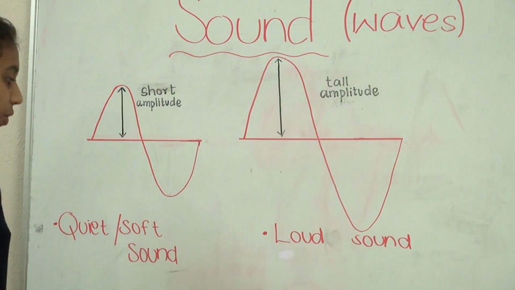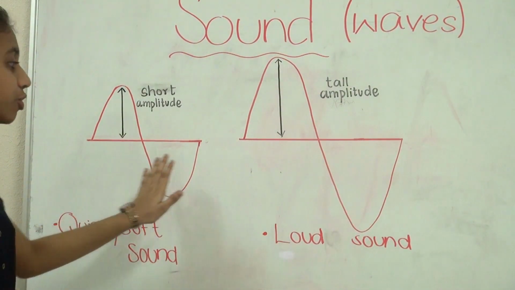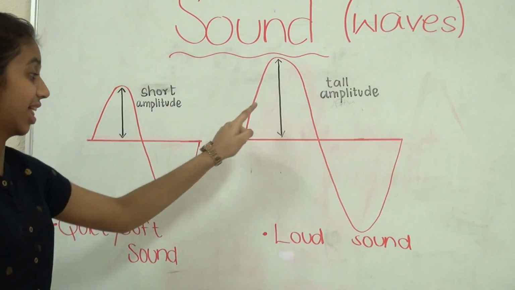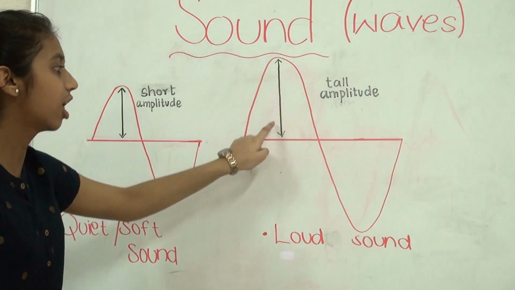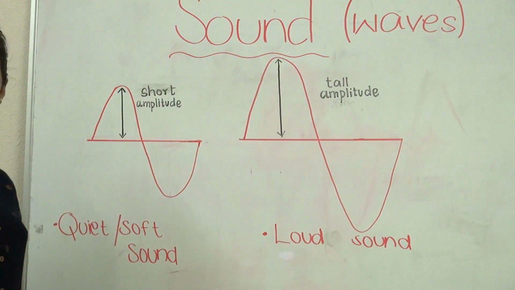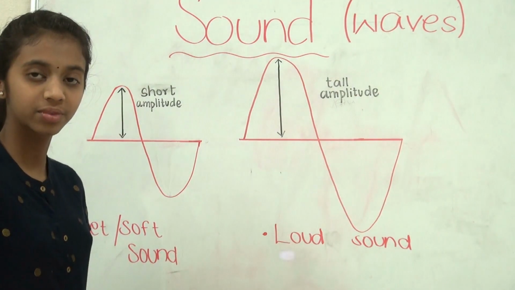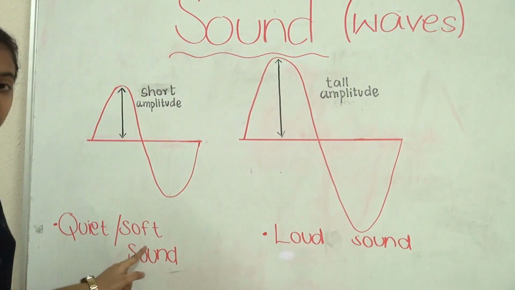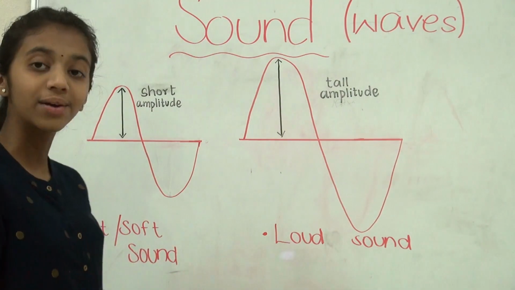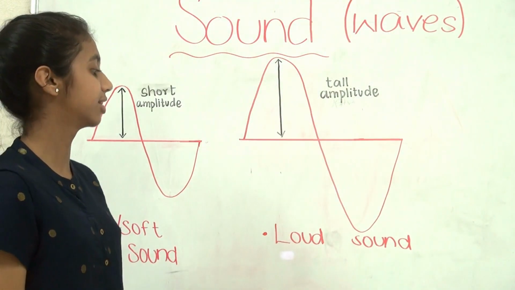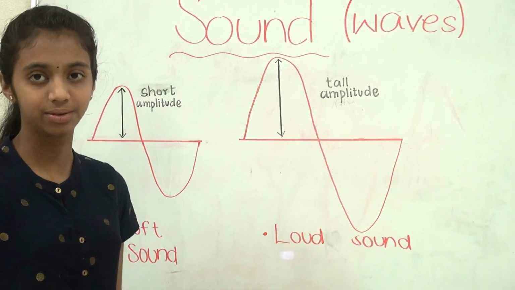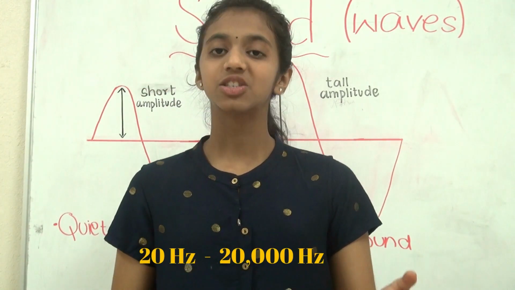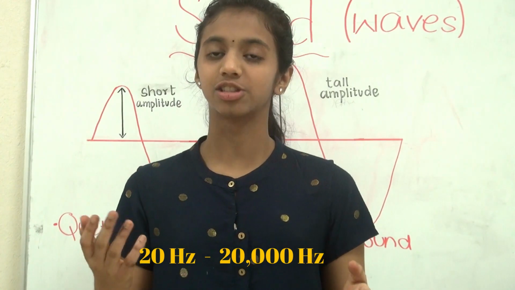In this diagram, we can see that we have two different diagrams, where this one has a shorter amplitude than this one, which has a taller amplitude. What is the difference between both of them? The one with a short amplitude has a quiet or a soft sound, whereas the one with the taller amplitude gives a loud sound. The audible range for human hearing is 20 Hz to 20,000 Hz.